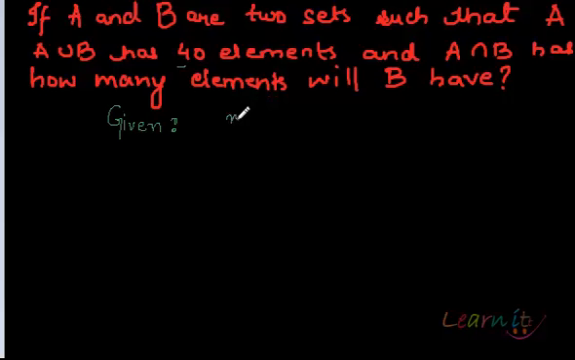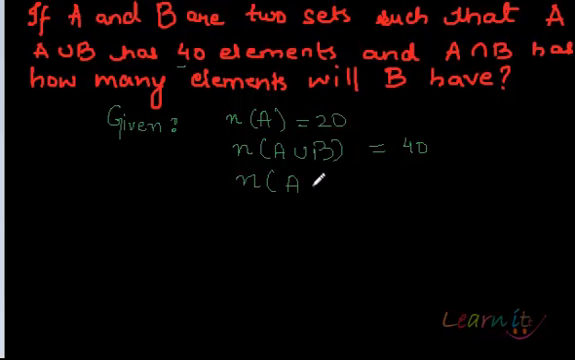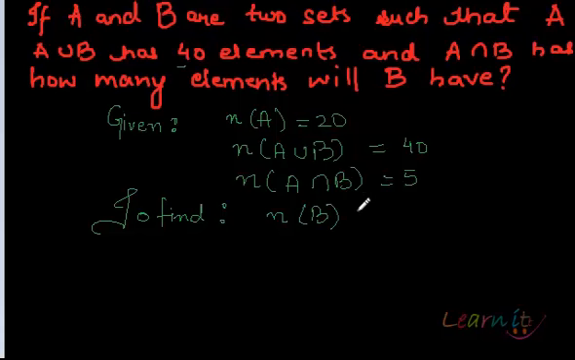We are given that the number of elements in A is 20. The number of elements in the union of A and B is 40. The number of elements in A intersection B is 5. Now what we need to find out is n(B), that is, how many elements B will have. Okay, so how do we proceed?